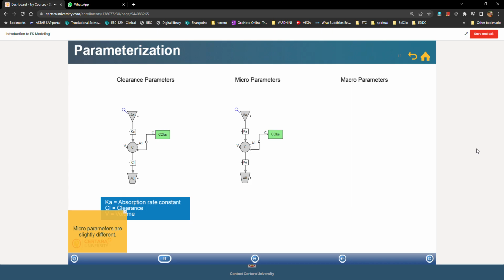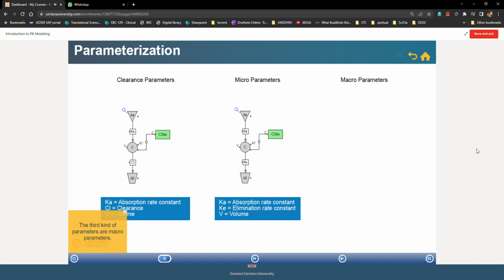Microparameters are slightly different. All the transport is defined in terms of rate constants instead of clearances. These models are also widely used, particularly for more mechanistic models. In the pictured model, both Ka and Ke are rate constants, and V is the volume.